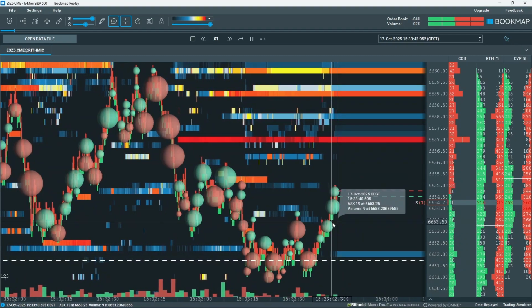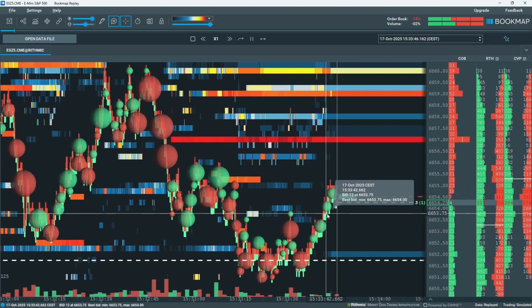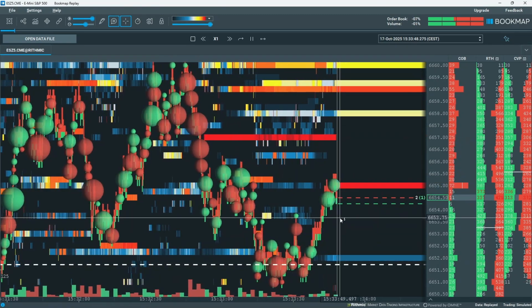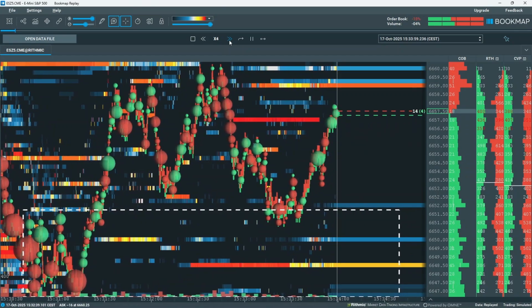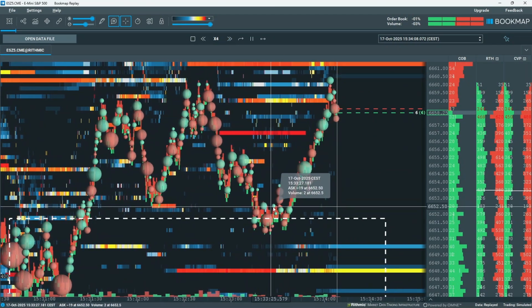And even here, more aggressive buying is stepping in. That's another entry signal if you weren't in already. And now it's just letting the market do its thing. And there you go. You were in right here at the bottom.